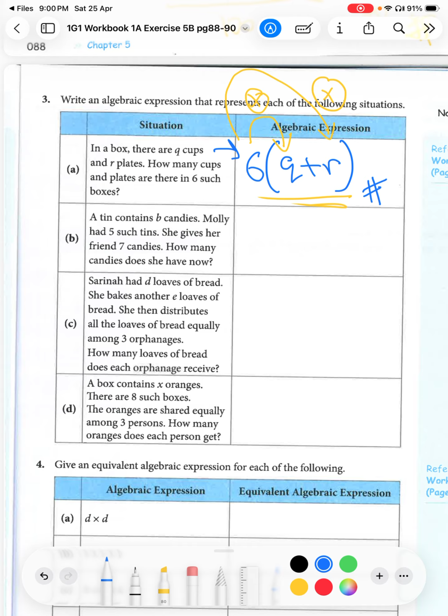A tin contains B candles. Molly has 5 tins. She gave her friend 7 candles. How many candles does she have now? She has 5 such tins, 5 tins of B candles. She has 5B candles.